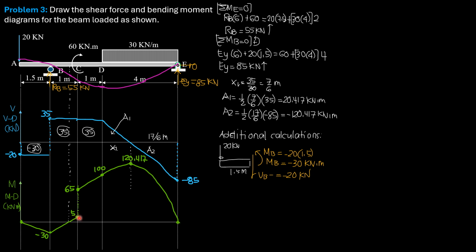Then moment here, just to the left of C, minus negative 30 equals the area above, which is 35. So the moment is 5, sorry. Negative 30 plus 35 equals 5. Then because we have a clockwise concentrated couple, from 5 plus 60, you have 65. Then 65 plus area 35 is 100.